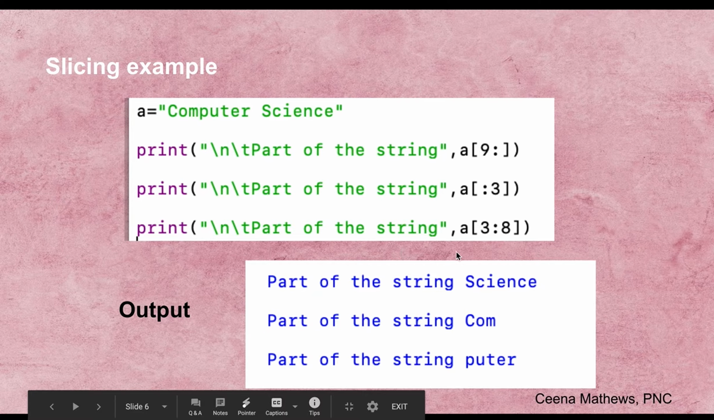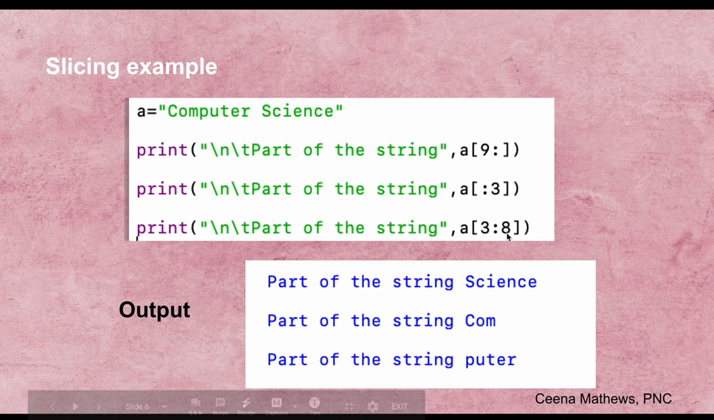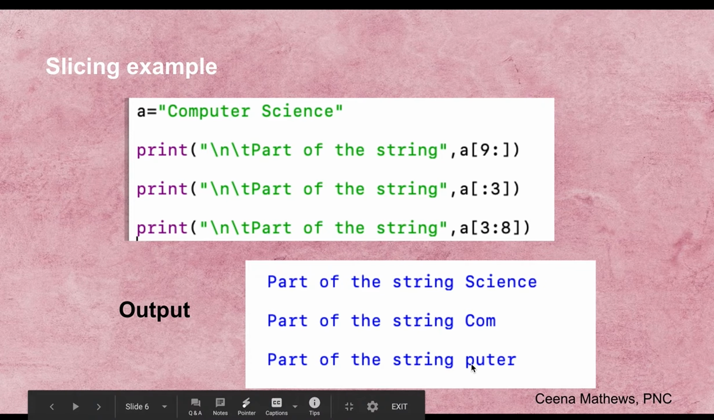The last one uses both indices, that is the start index as well as the end index are mentioned. So it will start from 3 and extract up to 8, and "puter" is the string that is extracted from the given string.